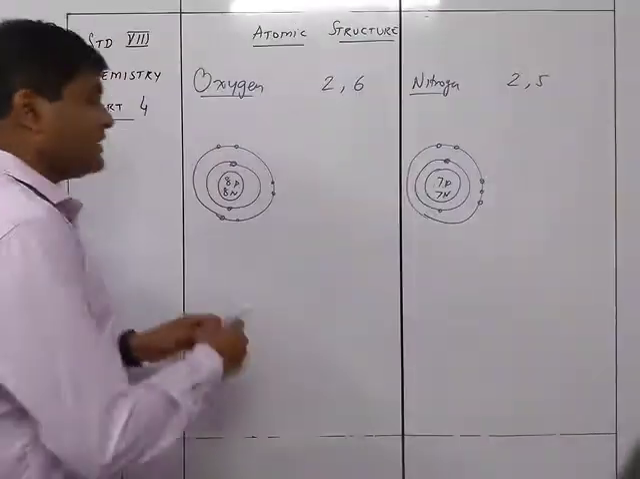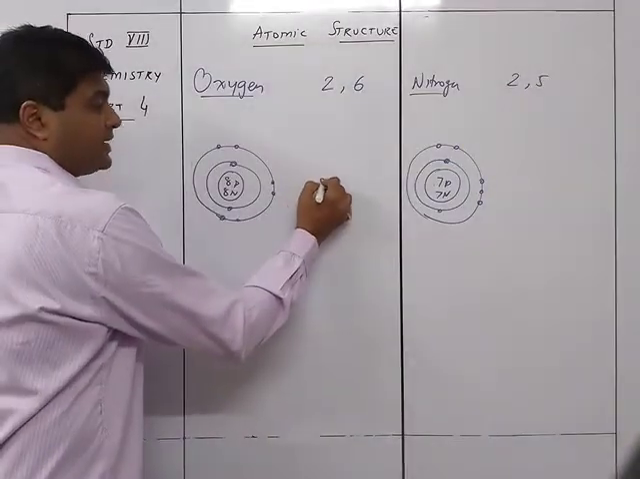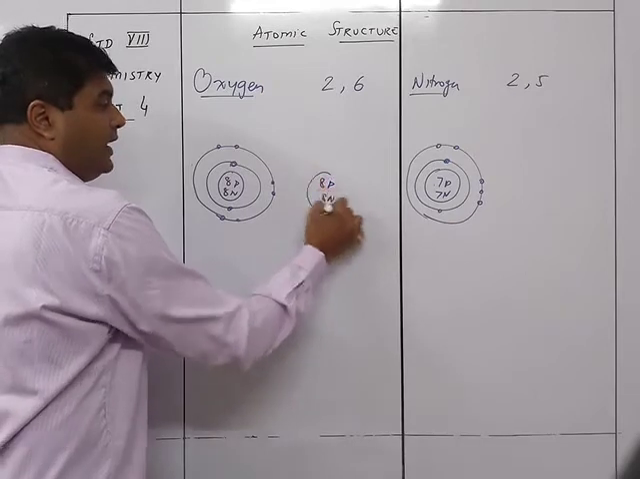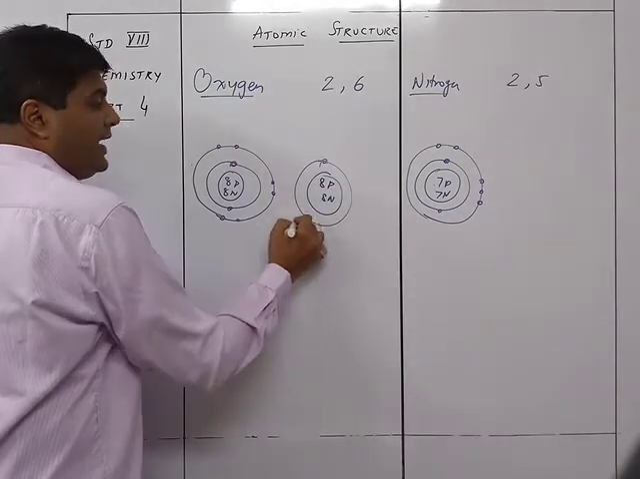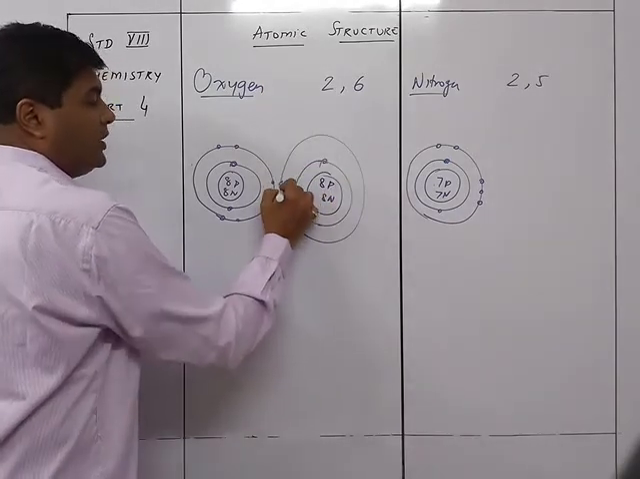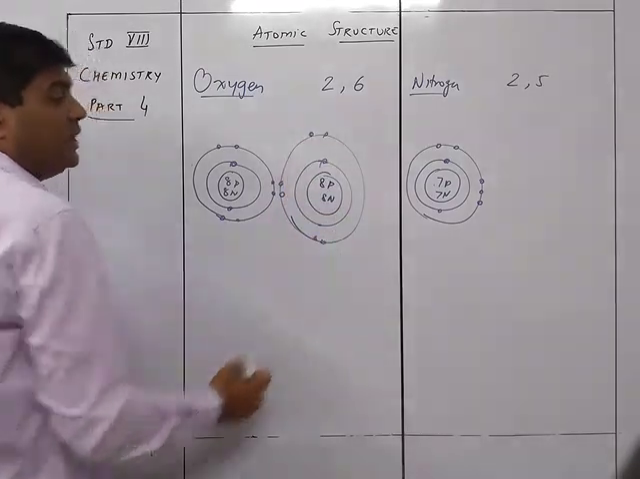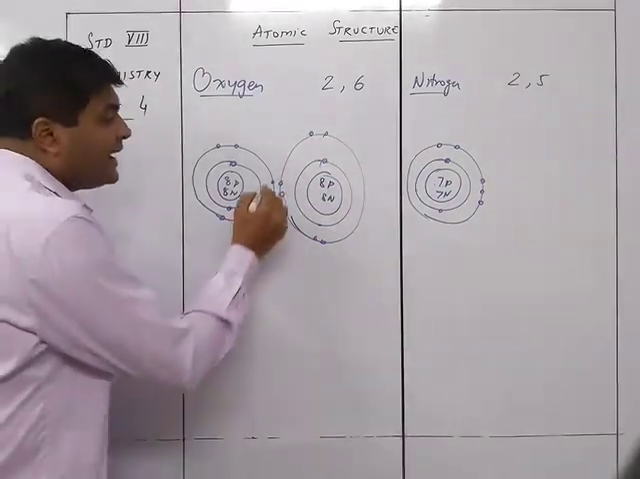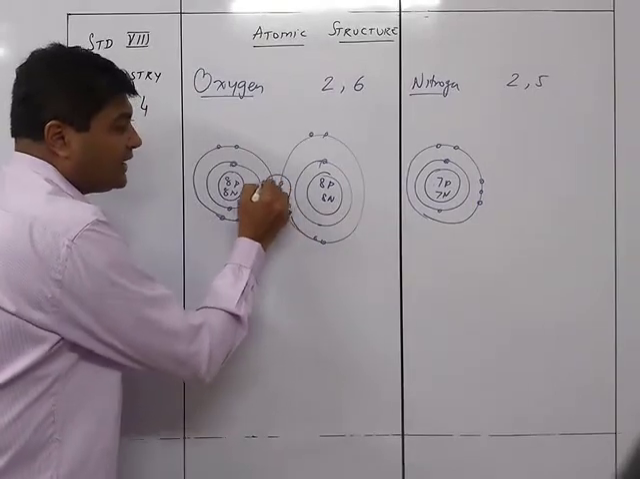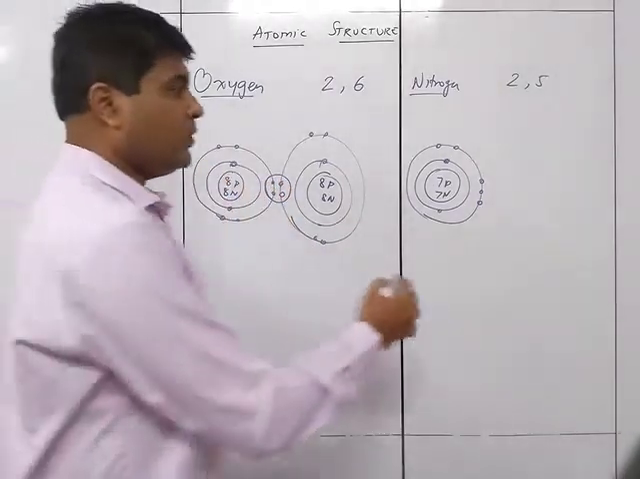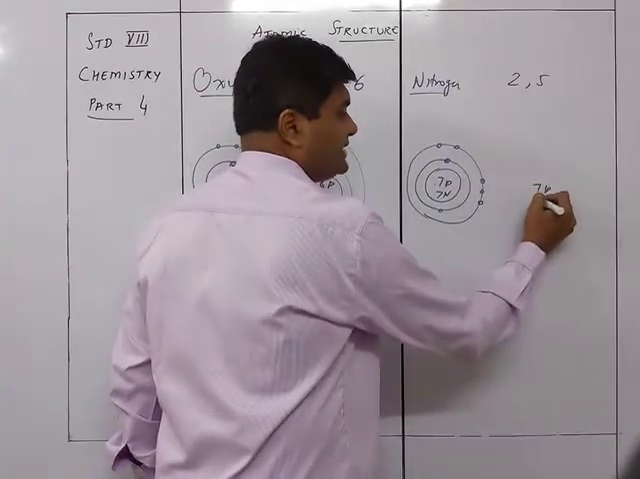So the next oxygen atom which is over here, this oxygen atom which is again 8p and 8n, and having the 2 electrons here, and then having electrons like this 1, 2, 3, 4, 5, 6. What they're going to do is that they are going to share these electrons. Similarly over here, the nitrogen, 7p and 7n.